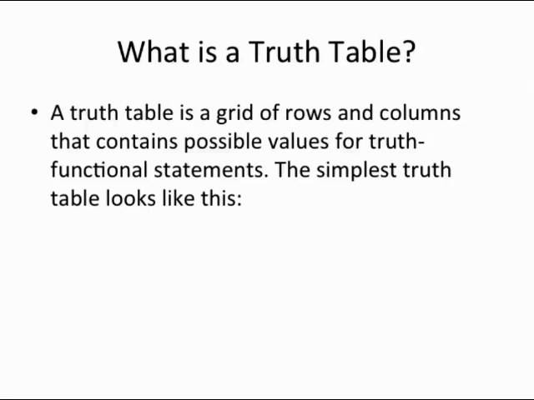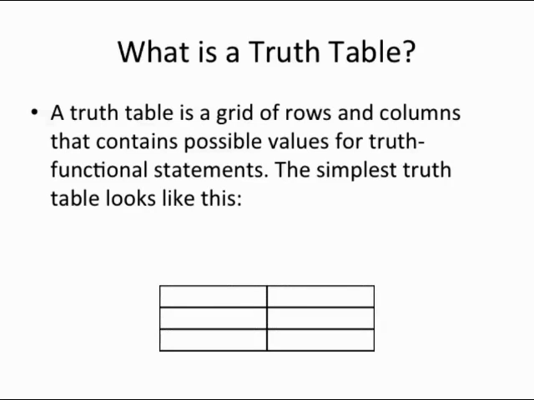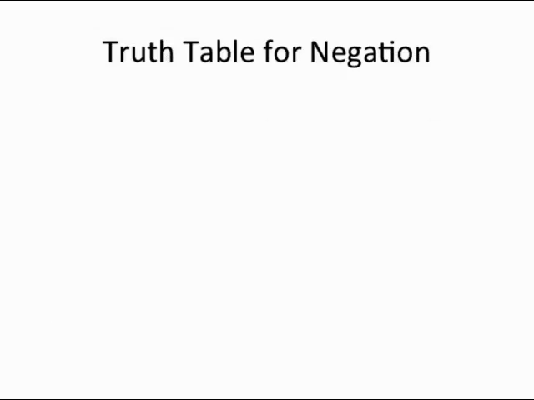A truth table is a grid that contains possible values for truth functional statements like the ones we've been looking at. It consists of rows that are arrayed horizontally and columns that run vertically. The top row is called the header row. Here's the truth table for negation. As you can see, it has 3 rows and 2 columns. The top row is the header row.